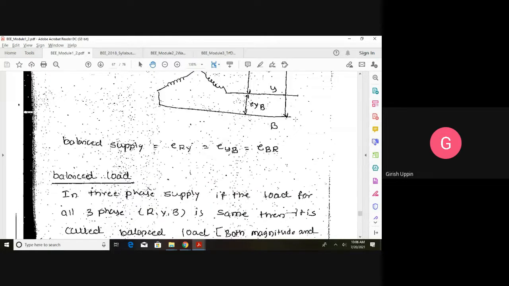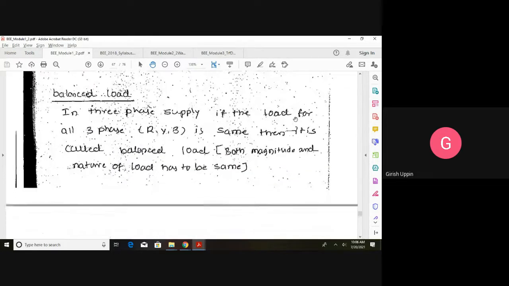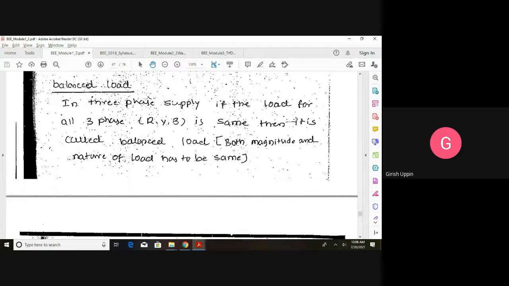Next, what is a balanced load? We talked about the balanced supply, which means the generator is going to generate the same voltage in all the three phases. A balanced load means all the phases will have the same impedance, that is, the nature of the load and the magnitude of the load are exactly the same. In a three-phase supply, if the load for all three phases, R, Y, and B, is the same, then it is called a balanced load. Both magnitude and nature of the load have to be the same.